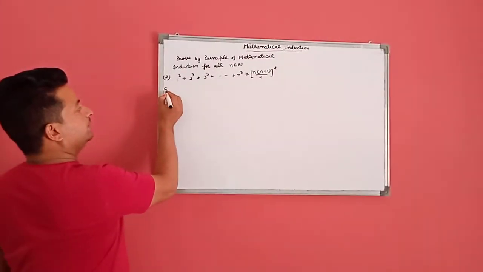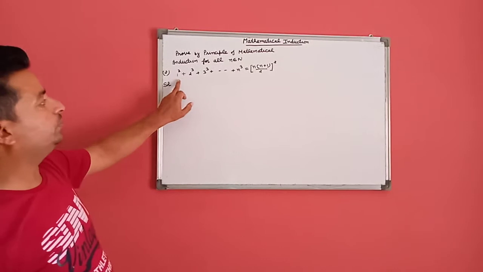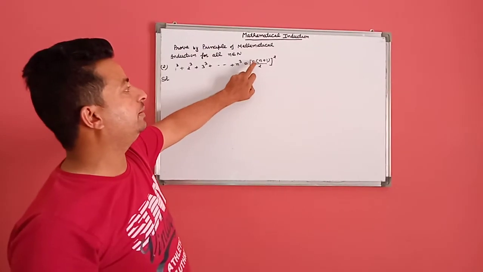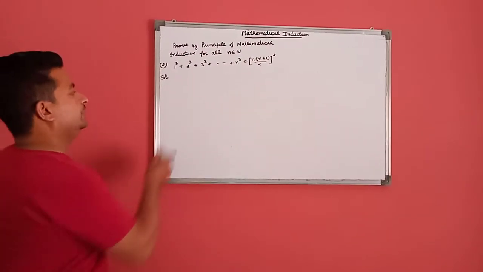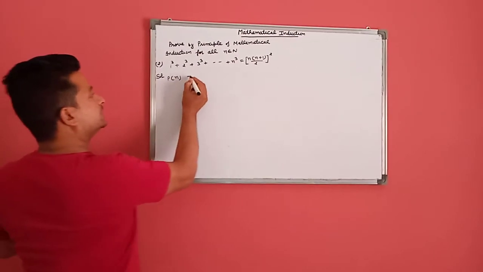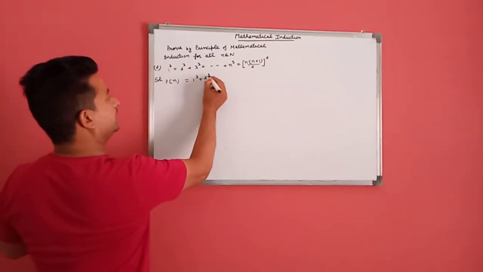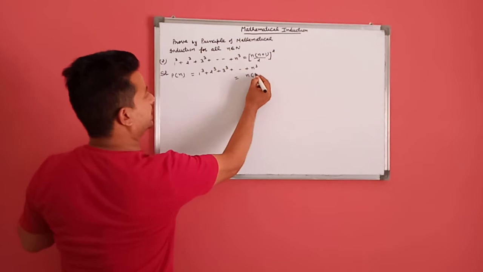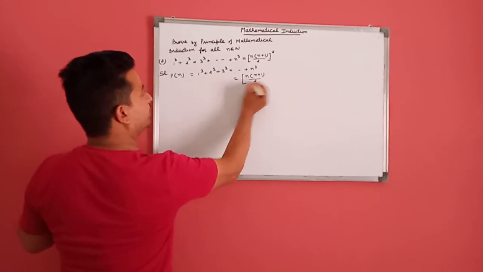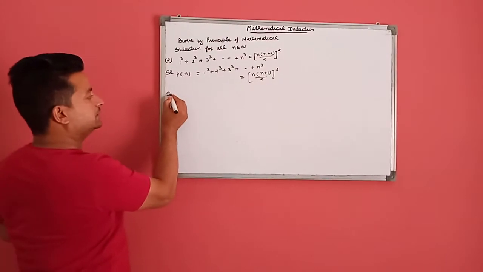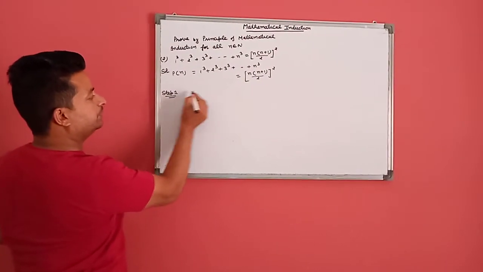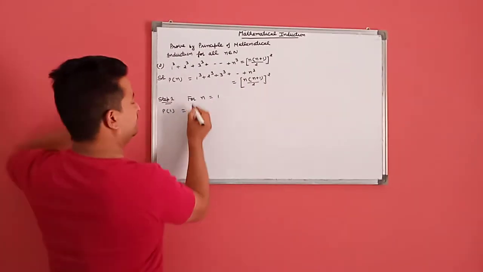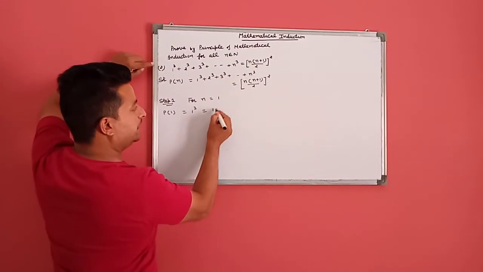In question number 2, the statement is 1 cube plus 2 cube plus 3 cube up to n cube is equal to n into n plus 1 upon 2 whole square. In this question, first we take this statement equal to Pn. That is 1 cube plus 2 cube plus 3 cube up to n cube. This is the right hand side, n into n plus 1 upon 2 whole square. In this, step 1, the first step, is for n is equal to 1, that is P1. We put 1 cube in the right hand side, n is 1.